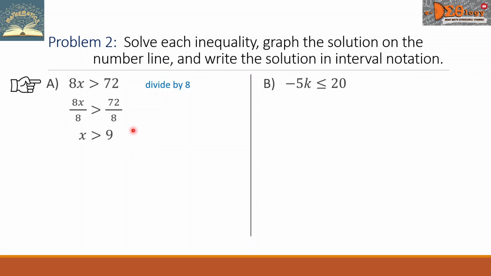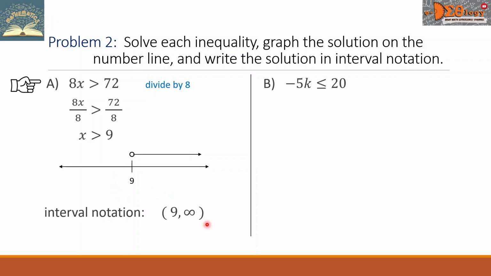This is our solution. Let's write this on the number line. We write the number line, we locate the 9, we can put it in the middle, and this is x more than 9. We're referring to those numbers more than 9. In this case, we put a hole on top of 9 and we connect by an arrow pointing to the right. Those numbers bigger than 9. And for the interval notation, we write like this, which starts with a 9.